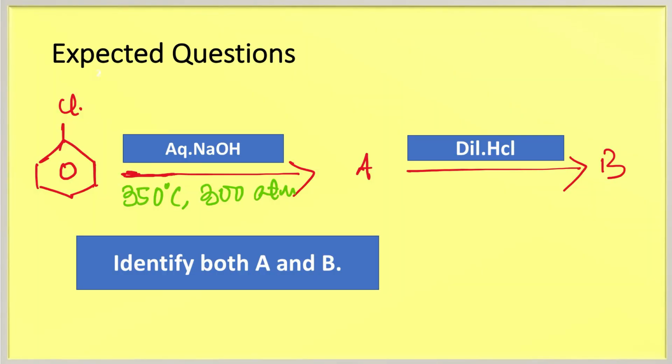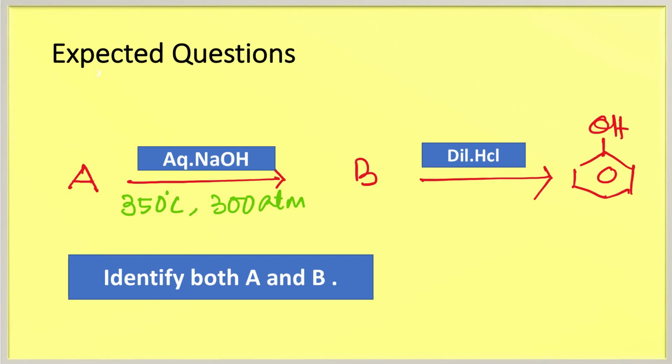Next question. You see, this question can also be expected. It is given chlorobenzene, it is mentioned aqueous NaOH, 350 degree centigrade and 300 atm pressure. The first product is sodium phenoxide, you know that, and upon acidification with dilute HCl it gives B. See, the different method of asking questions.